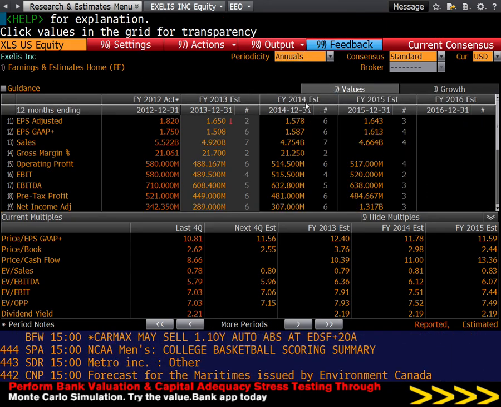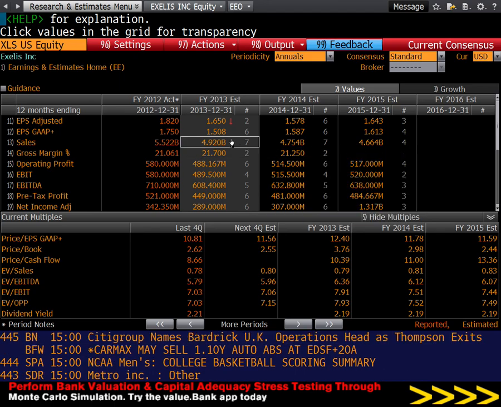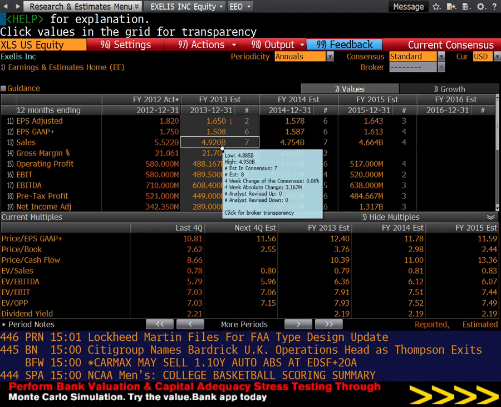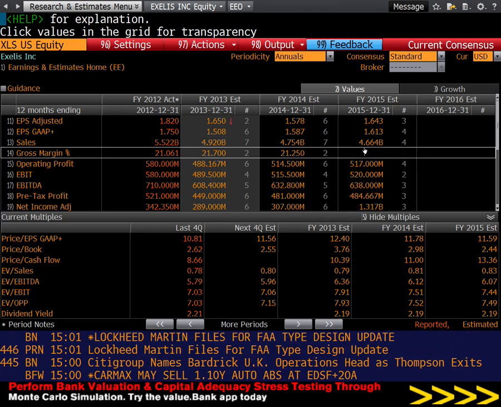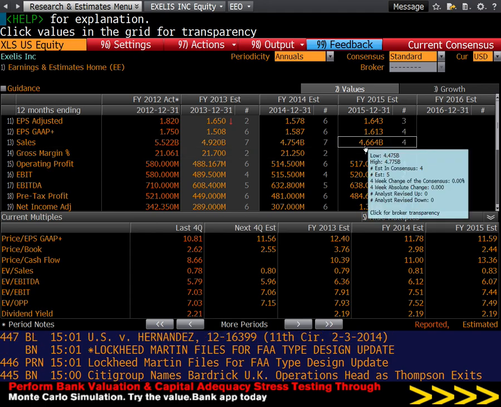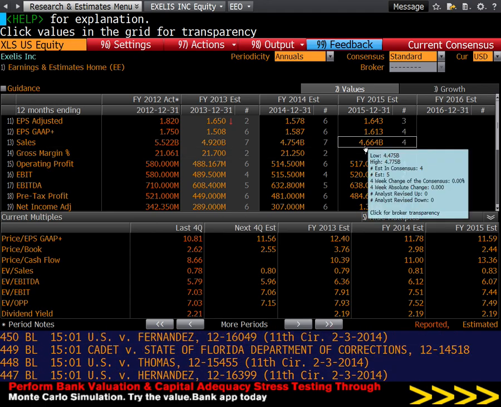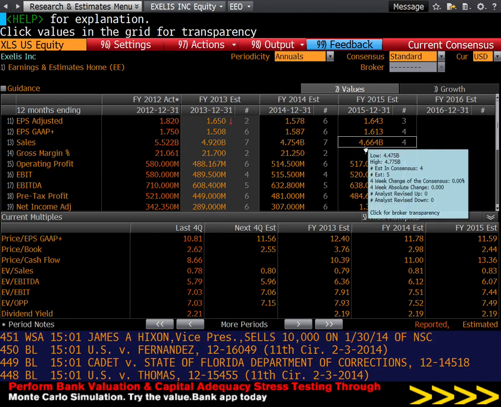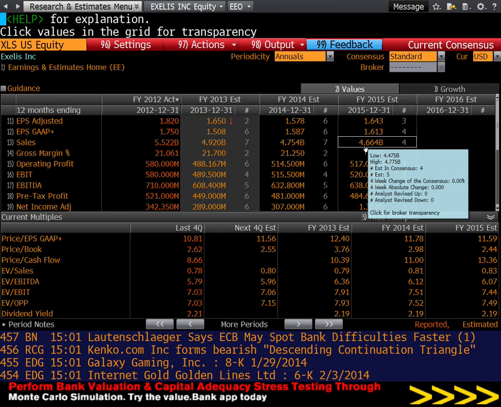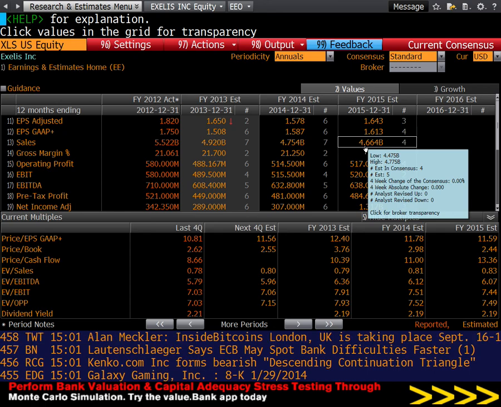So for 2014, sales go from last year's 4.92 billion to 4.75 billion to 4.66 billion. So the analysts are actually predicting this company is going to shrink. So further reinforcing, growth is probably their challenge in the industry. So the whole industry is challenged, but they're going to be challenged more than their peers, right? So here's the other thing.